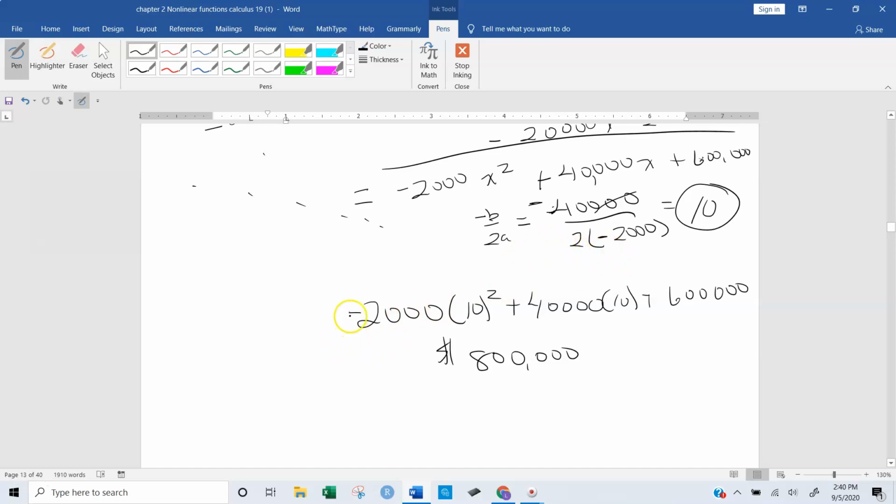So that means they should charge 600 minus 20 times 10, which means they should charge $400 per person. So at $400 per person, they will make $800,000. That will be their max profit.